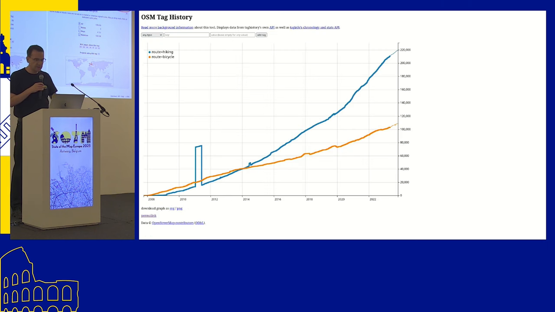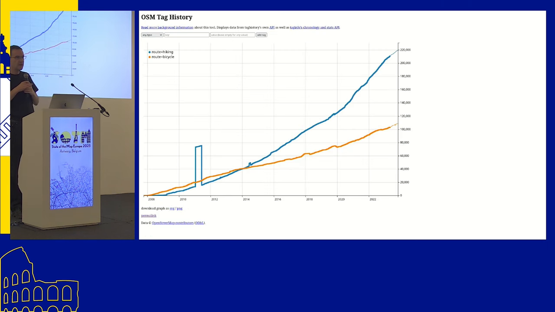A similar recent addition is the OSM tag history button on the upper right there. If you click that, you go to an external service that I added, which also shows this chronology, but it can do it for several tags, which taginfo itself can't do. So you can see in the beginning there were more bicycle routes, and at some point in 2014, the hiking routes overtook the cycling routes.